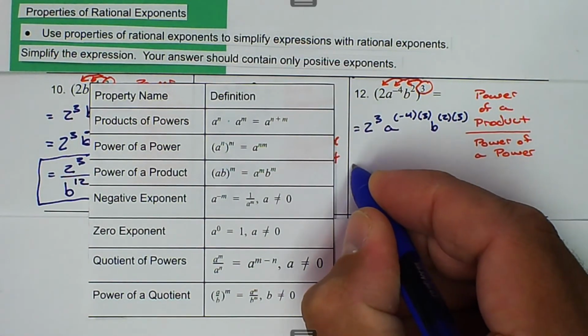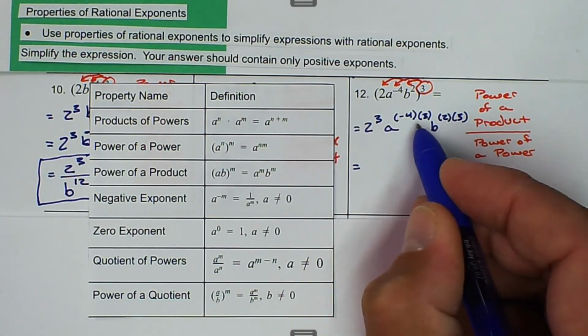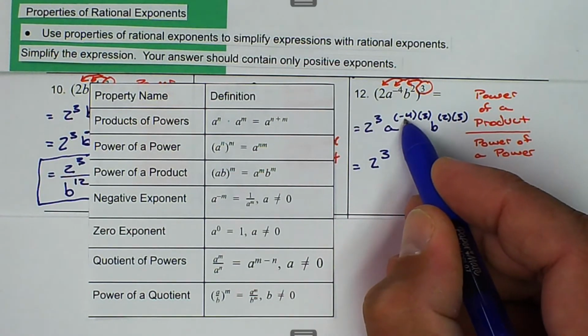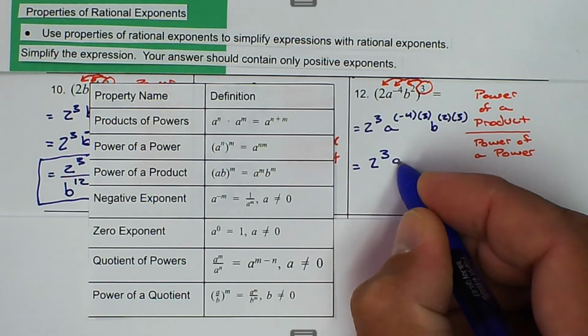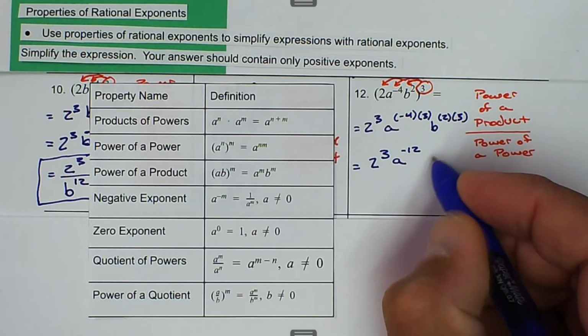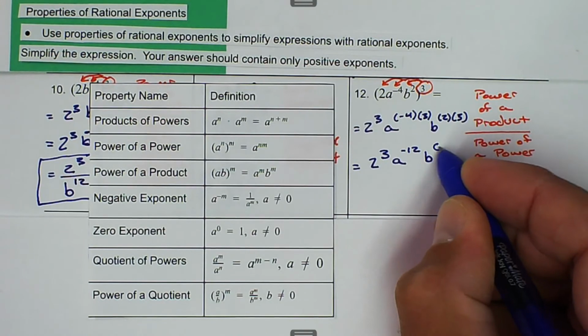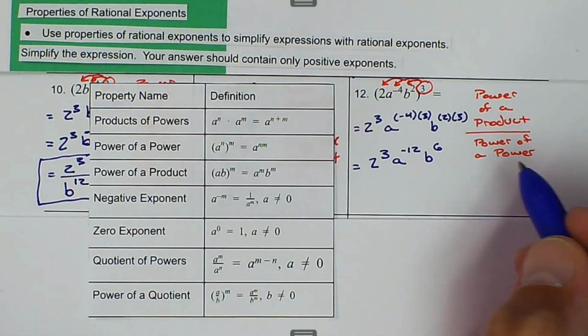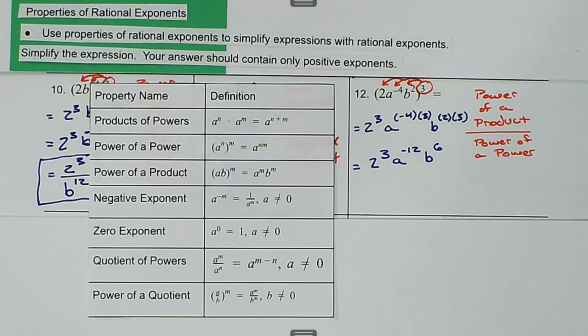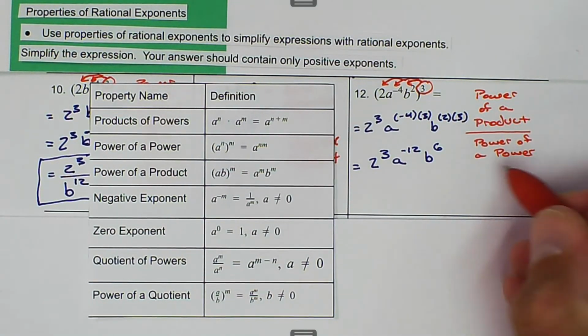So we can go ahead and simplify our exponents. So we have 2 to the third, that stays 2 to the third. Negative 4 times 3 is a to the negative 12th, and 2 times 3 is 6, so that's b to the 6th. And then we have positive exponent, negative exponent, positive. So then the last step is we can use the negative exponent.